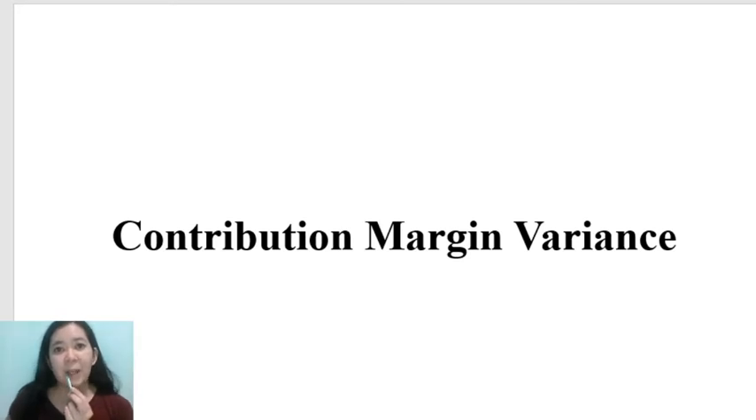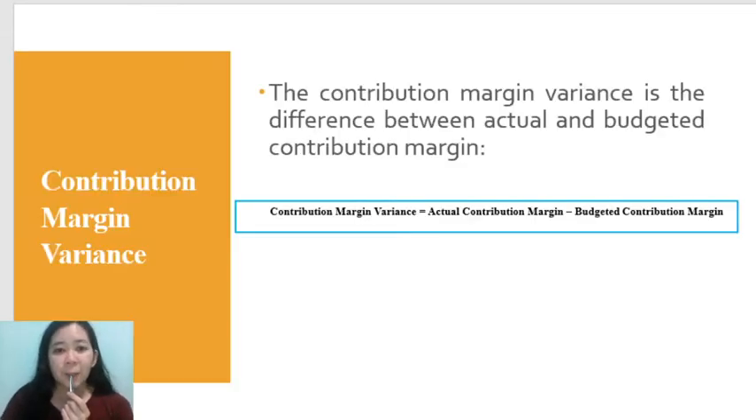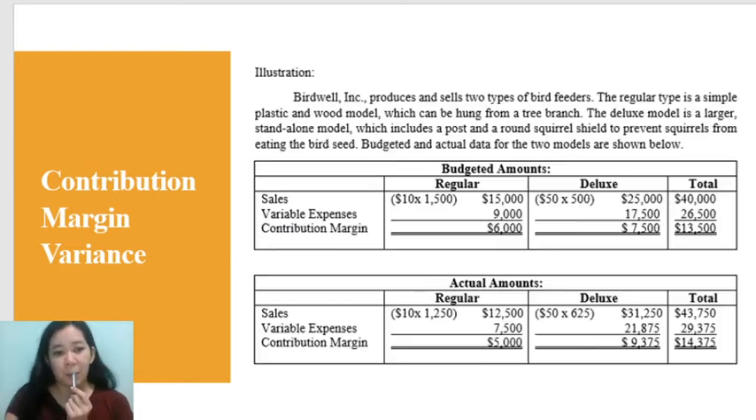So we go now to the second type of variance analysis, which is contribution margin variance. Okay, so here, contribution margin variance is the difference between the actual and budgeted contribution margin. Okay, so that's simple. However, in this case, we might as well prepare the contribution margin format income statement. So to apply, we will use this illustration. So we have here Birdwell Incorporated. So they produce and sell two types of bird feathers.